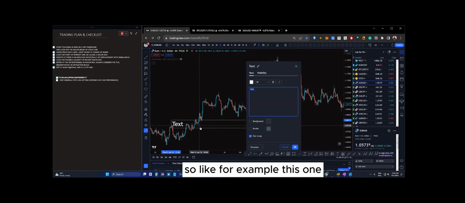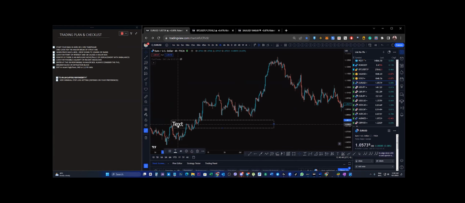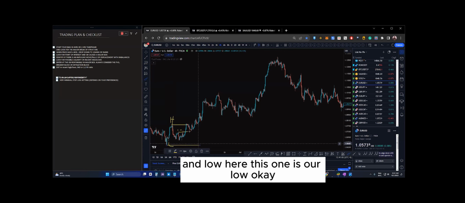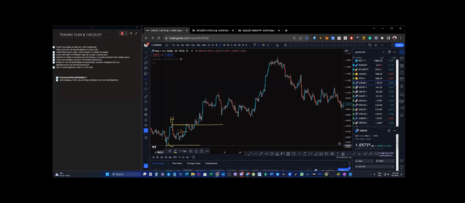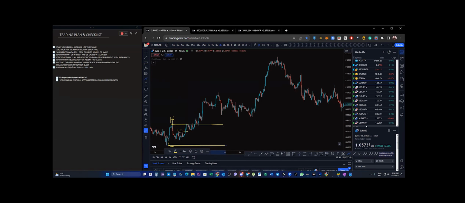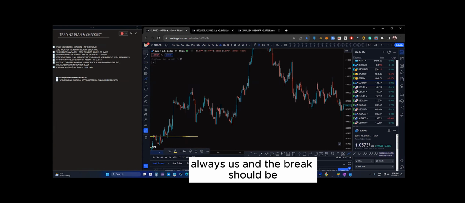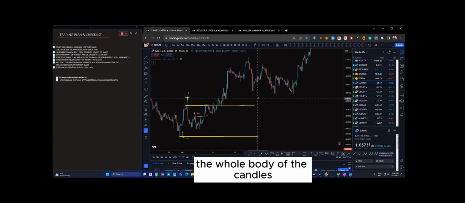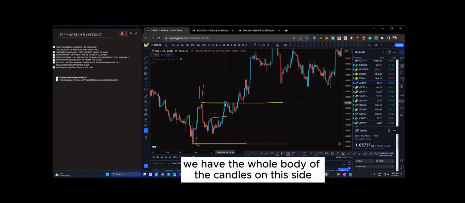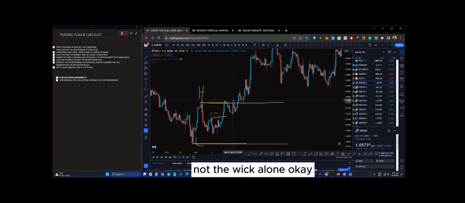So like for example, this one. Okay, this one, they will think na high, this is high and low. So first of all, we have a high and low. Here, this one is our low. Okay, high and low, and create an imaginary line. With this line, always ask, and the break should be the whole body of the candles. Take note of that, the whole body of the candles. So yes, we have the whole body of the candles on this side, not the wick alone.